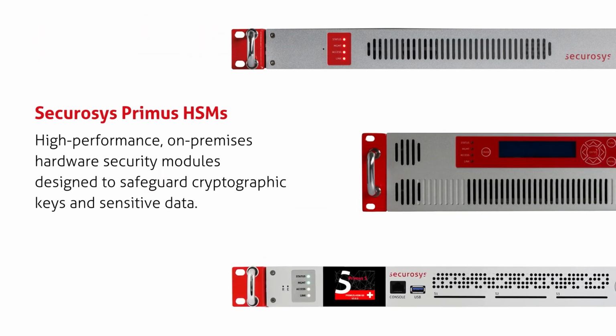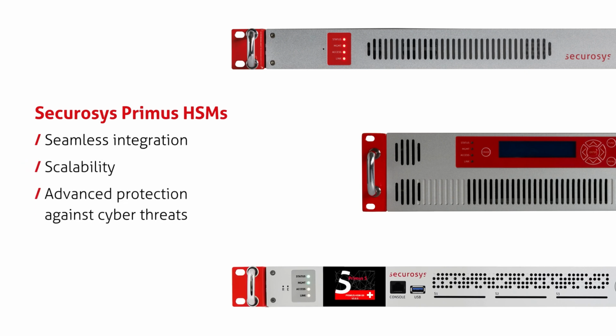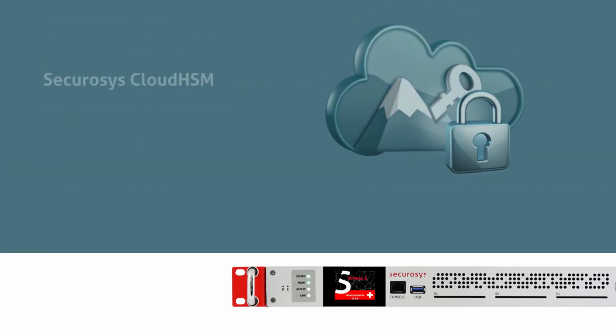Securosys Primus HSMs are high-performance, on-premises hardware security modules designed to safeguard cryptographic keys and sensitive data, ensuring robust encryption and compliance with strict security standards. With seamless integration, scalability, and advanced protection against cyber threats, they build the foundation of securing enterprise environments.